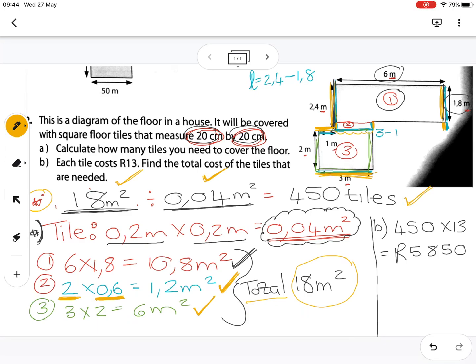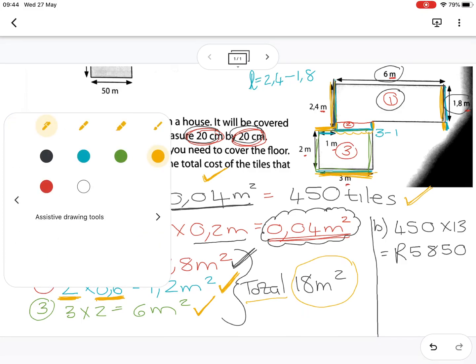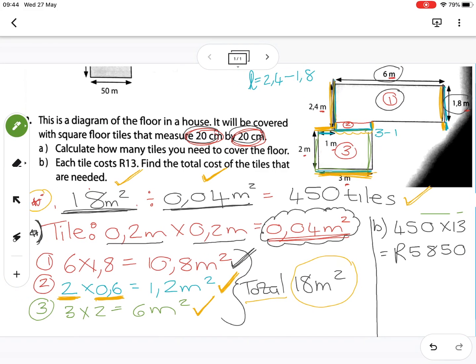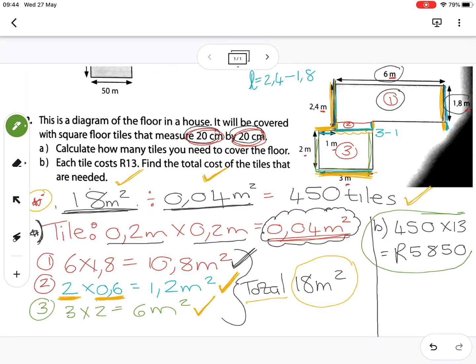I think it's easy to work out the price. You know, for the price, I just did a little scribble here. For the price, you have your 450 tiles times 13 Rand, 5,850 Rand.